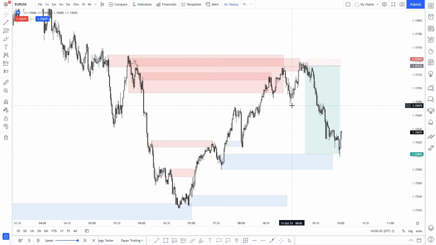So coming back to the analysis, the reason why I took this trade is because I was expecting a retracement, first of all, right?